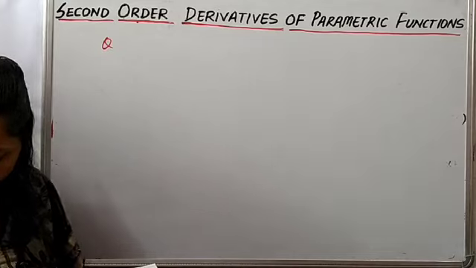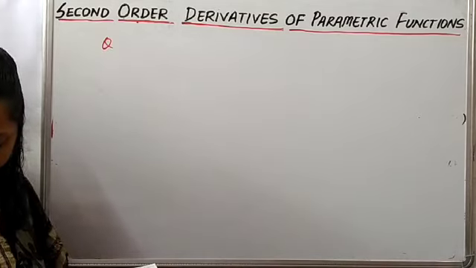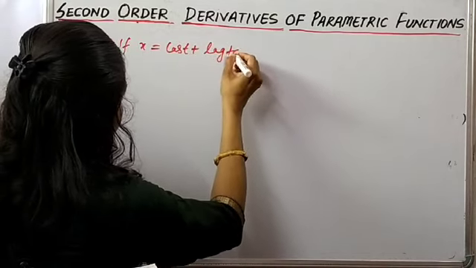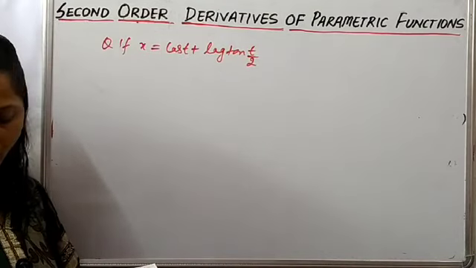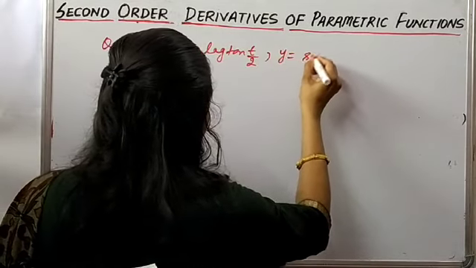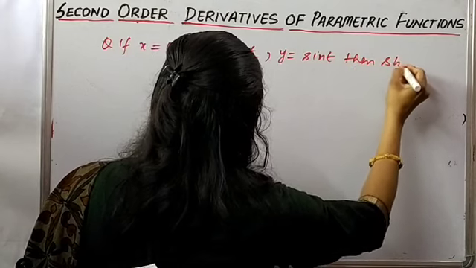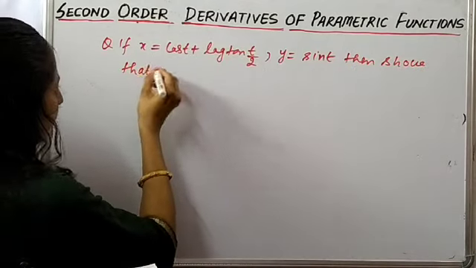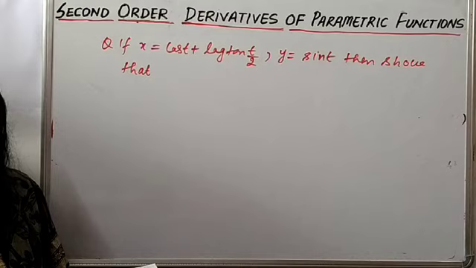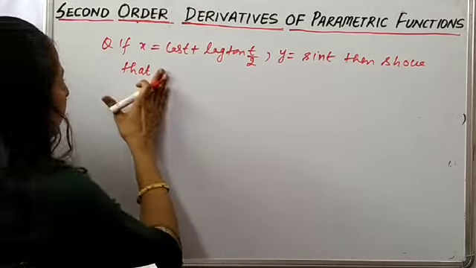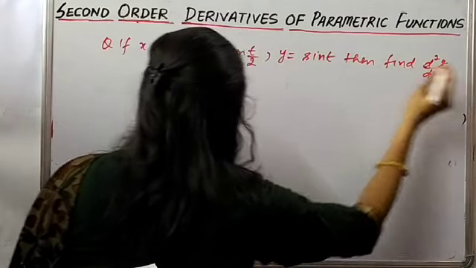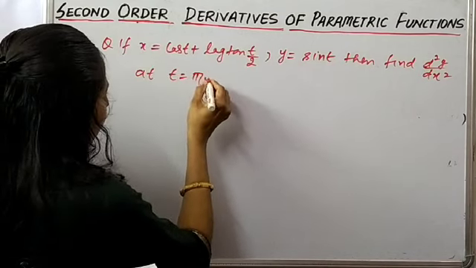So what is our next question? Yes, it is given: if x is equal to cos t plus log tangent t by 2, y is equal to sin t, then find d2y upon dx square at t is equal to pi by 4. Yes. Okay, it's very simple.